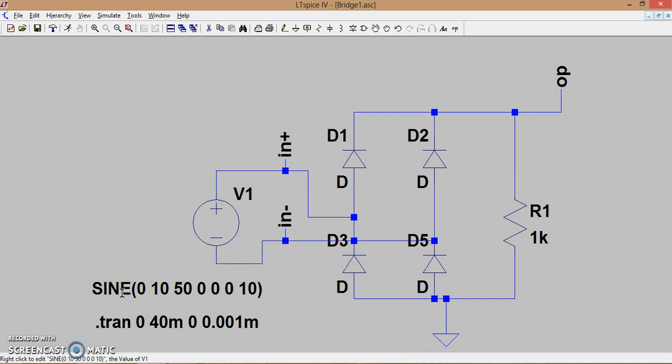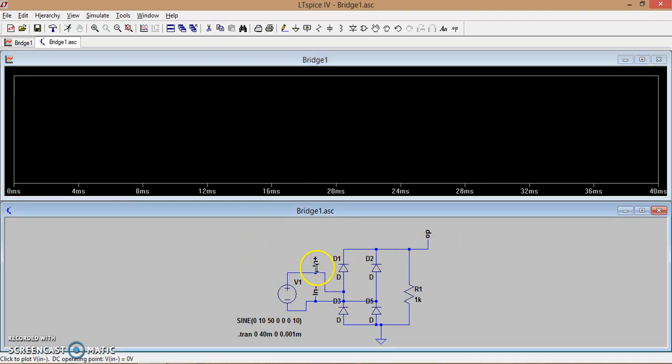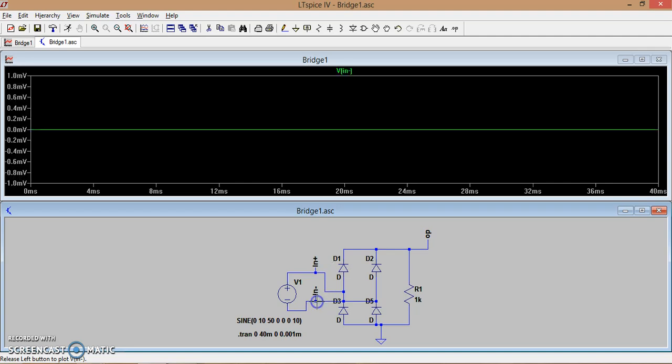So the input voltage is a sine wave of 10 volt peak with 50 Hz frequency. Of course the transient response is selected because I want to see the output waveform with respect to time. The final time is taken as 20 millisecond, the stop time, which enables me to see at least 2 cycles. So let me run the program. I want to see the input voltage. Since it is a differential voltage, let me measure the input voltage at IN plus with respect to IN minus. To do this, you hold the probe at input plus and input minus.